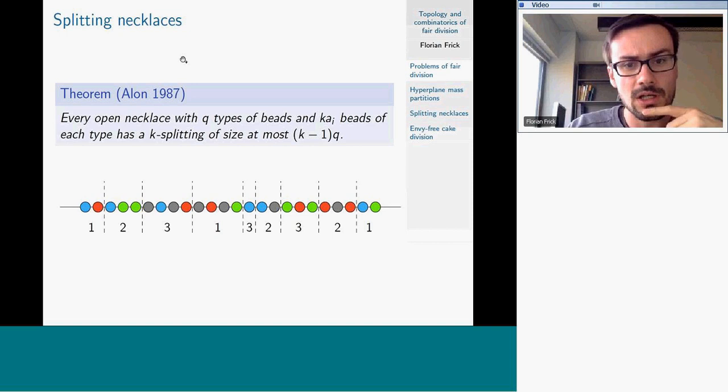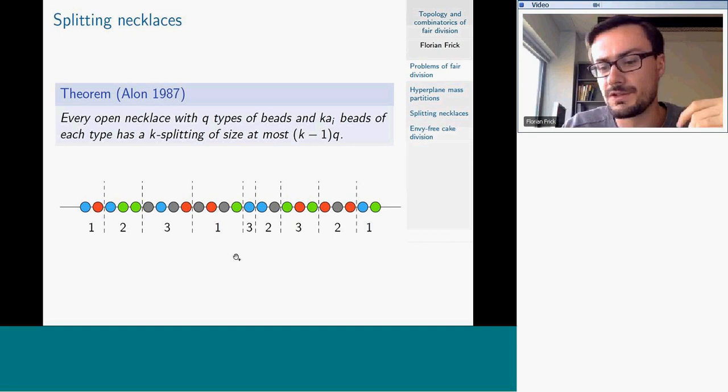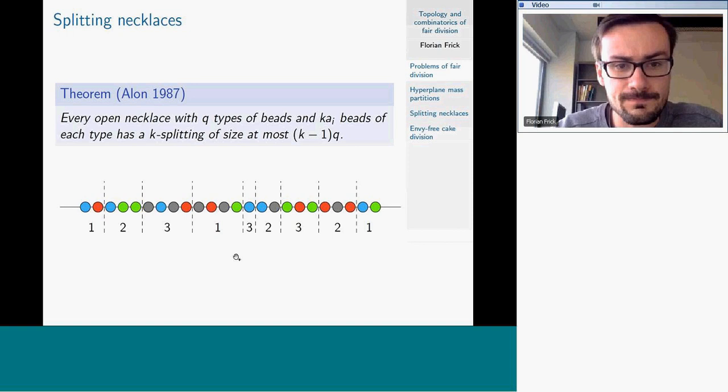So what questions can you ask here? What else would you be interested in? For example, somehow constrain which parts are adjacent. Here, every two thieves have adjacent parts in this division. Can we now ensure that perhaps thief 1 and 3 never have adjacent parts in a division? That's one question you can ask here.